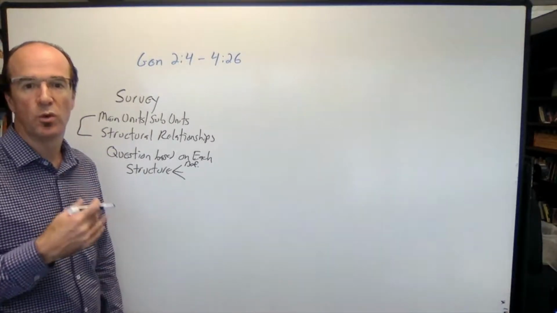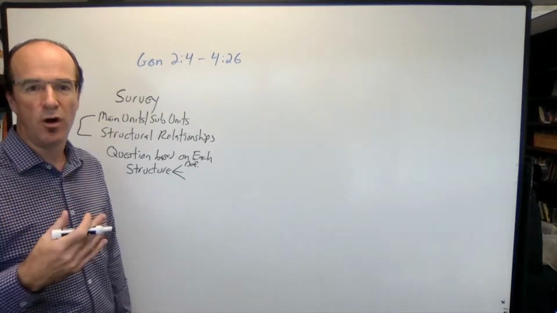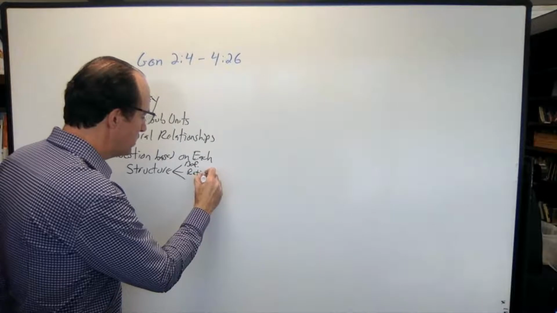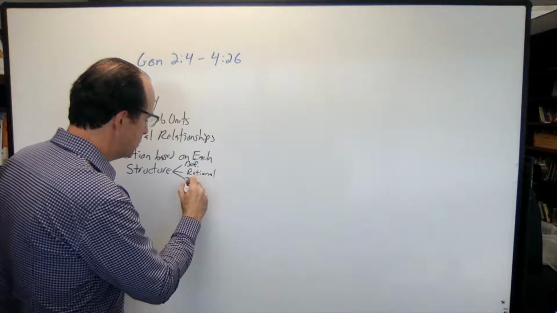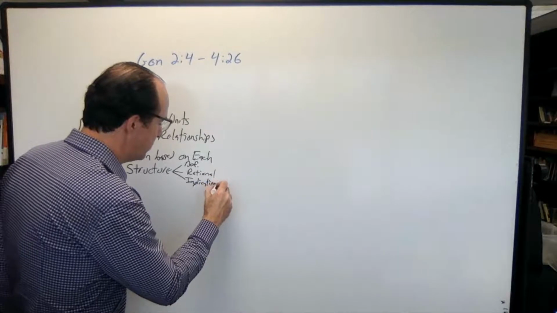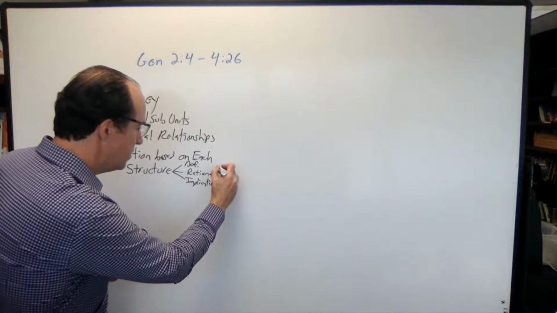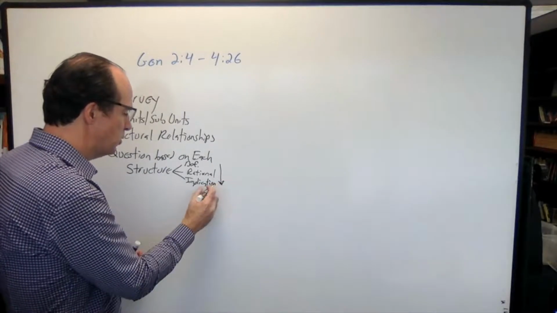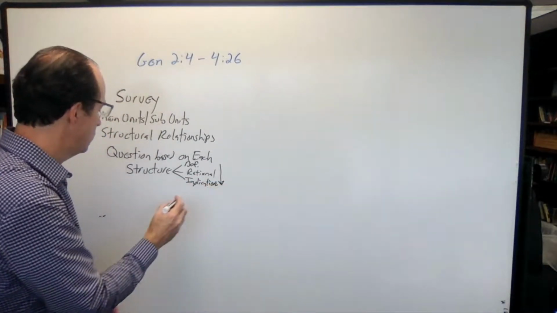Definitional: what is the meaning of? What is involved? Rational: it's a why question. And then implicational: what are the full implications of this? In terms of methodology, you always want to start with definitional, and you have to answer the definitional and the rational before you can even start messing around with the implicational ones.